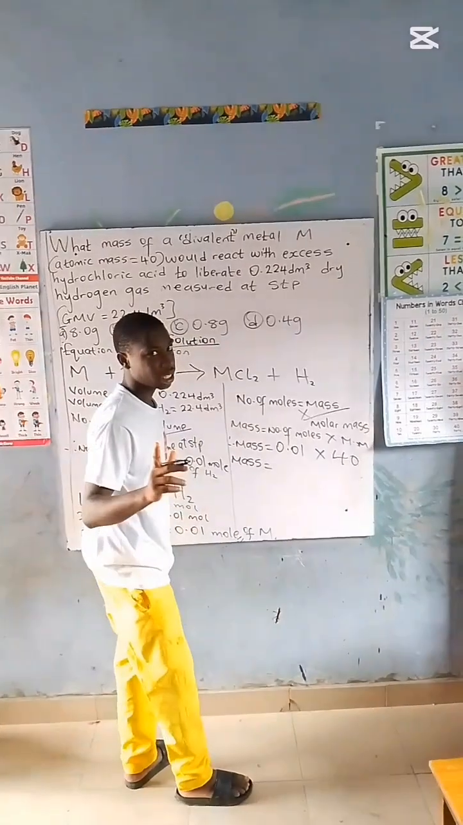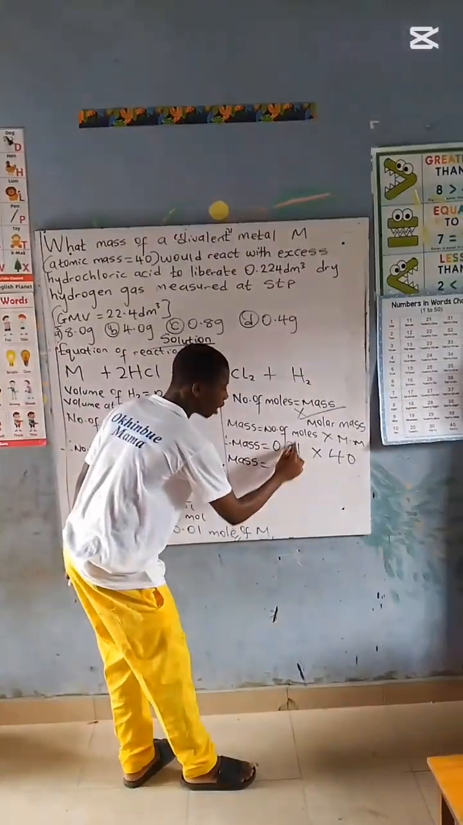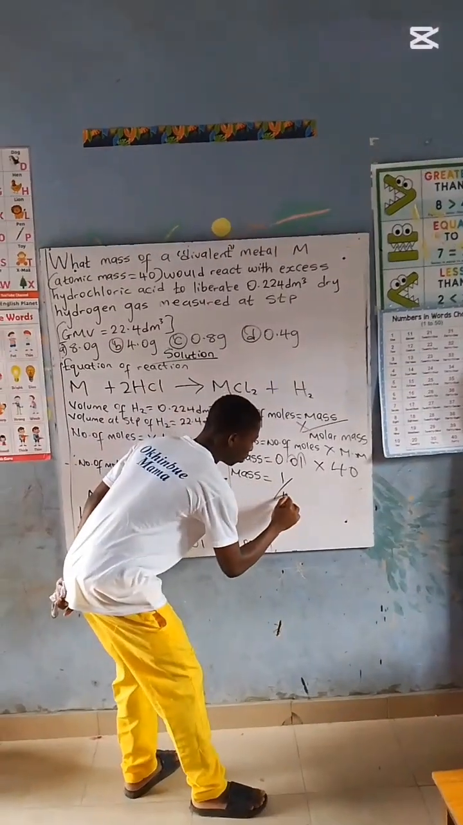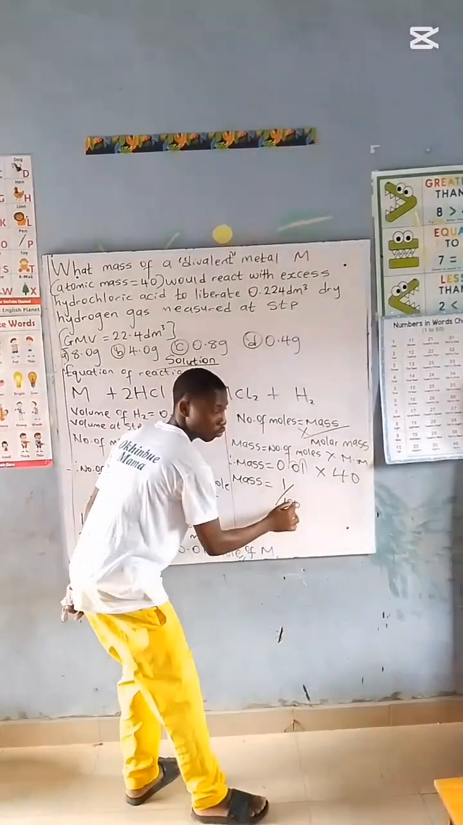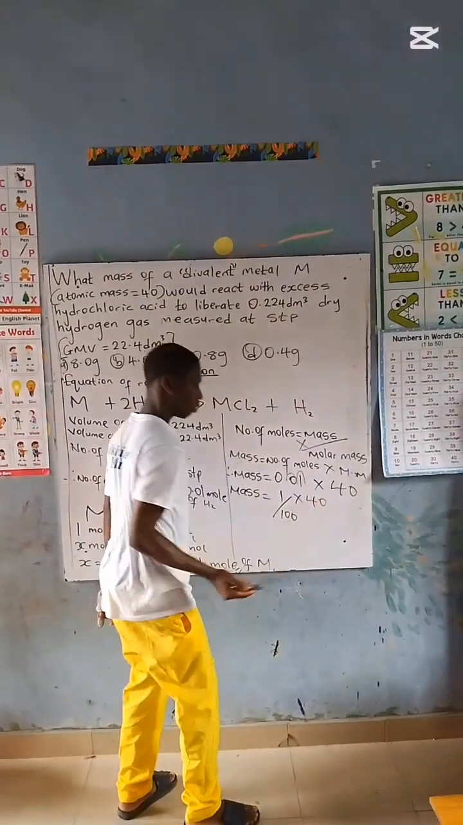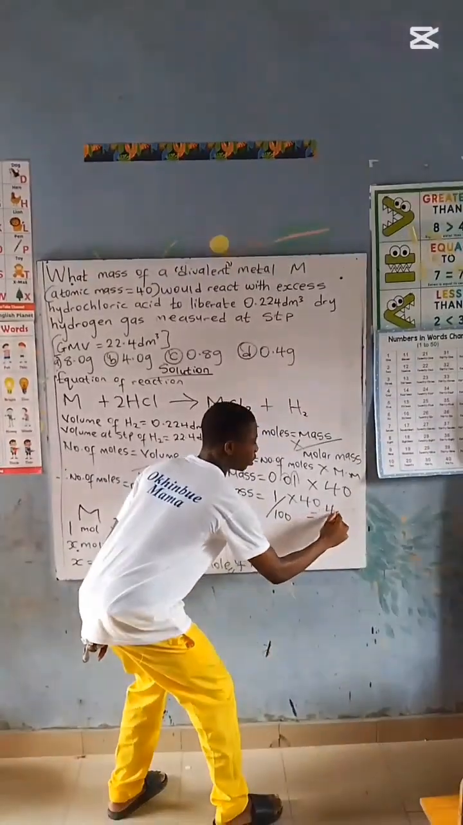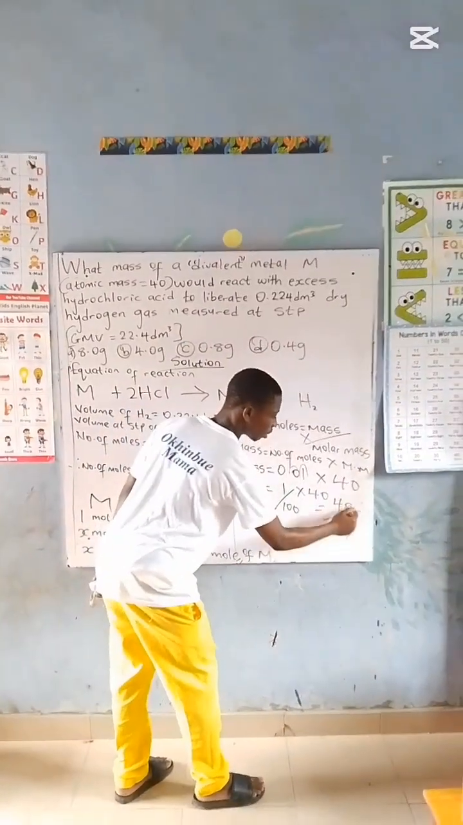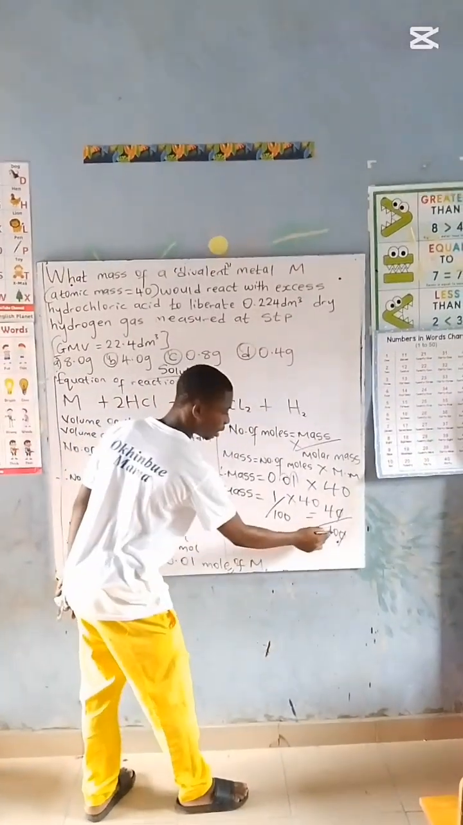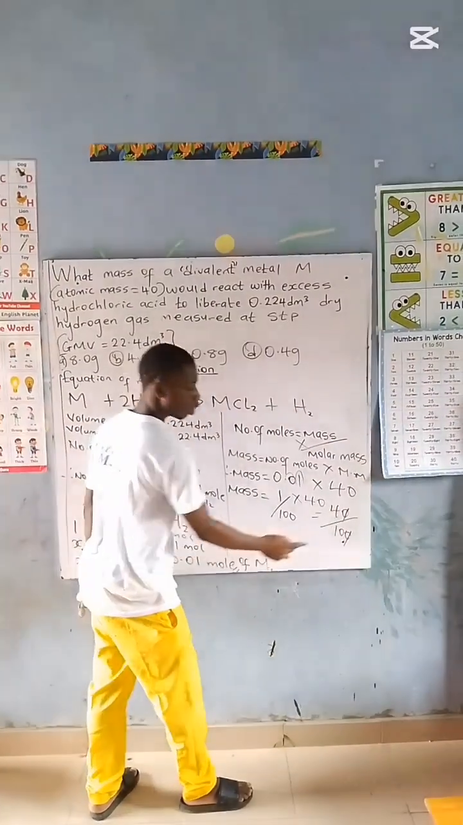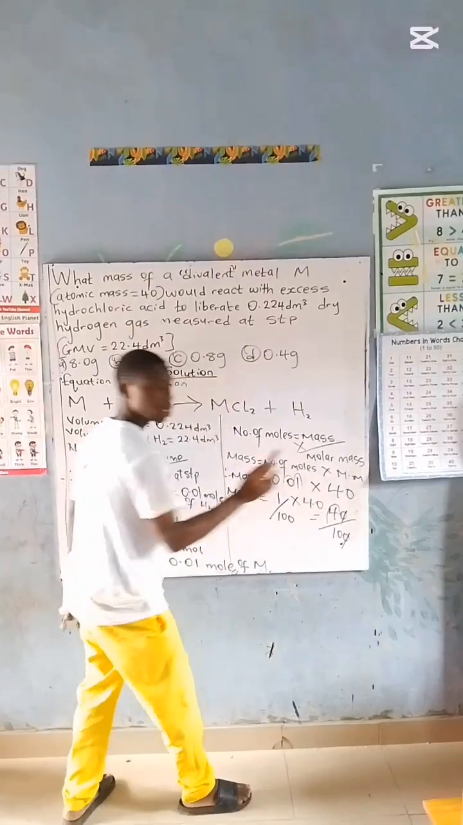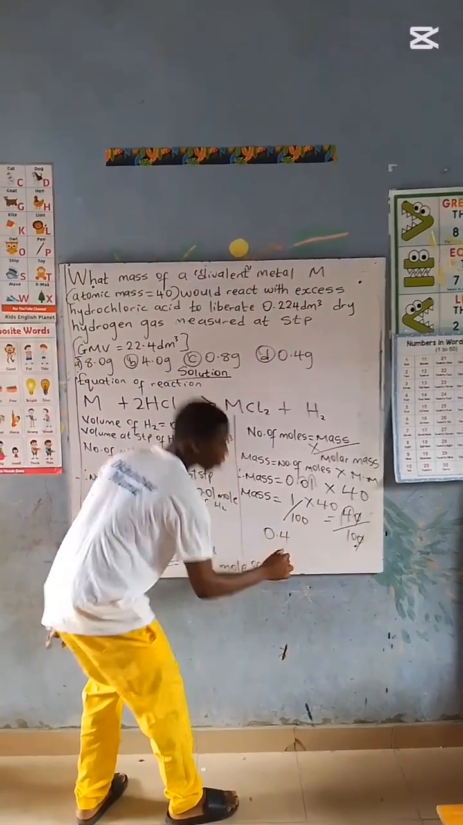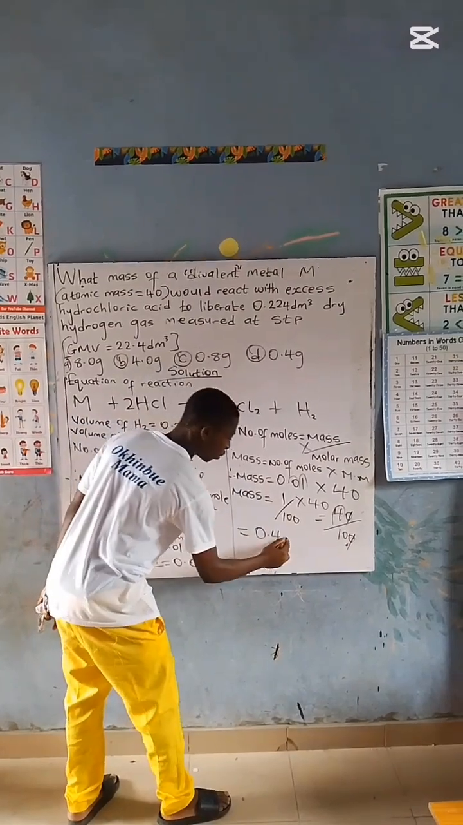Easy. You don't need to press a calculator. If you move this decimal two places, you have 1 over 100. 1 over 100 times 40 will give us 40 over 100. 0 cancels 0, so 4 divided by 10. If I move the decimal forward, I will have 0.4, which is equal to 0.4 grams.